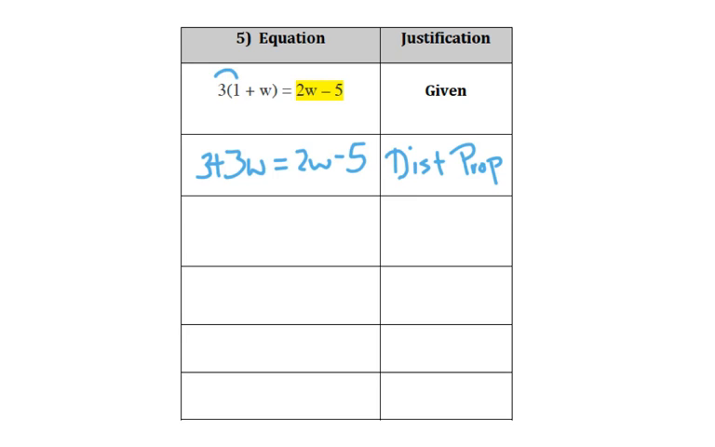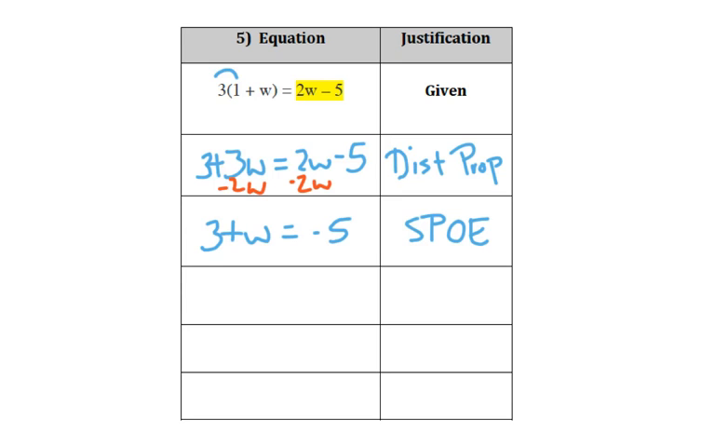Next, let's go ahead and get the variables on the same side. So I'm going to subtract 2w's from both sides of our equation, which gives us 3 plus w equals -5. And we use the subtraction property of equality to do that.